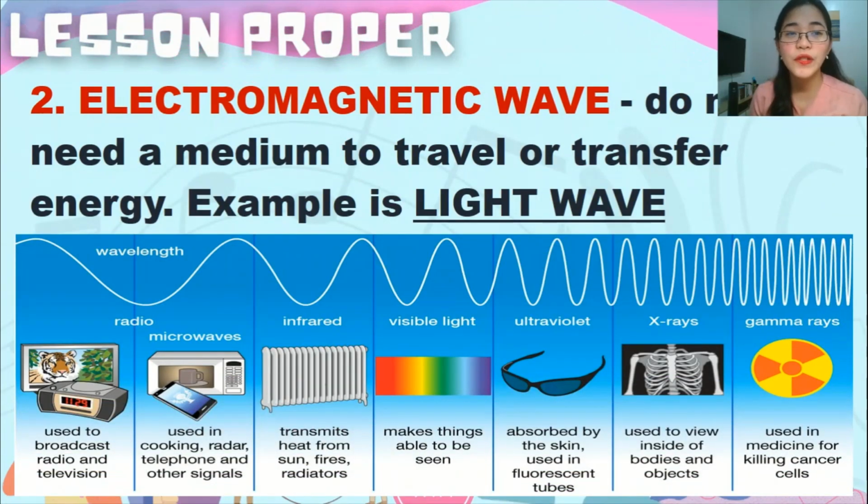Now, let's focus on electromagnetic wave. So when we say electromagnetic wave, we do not need a medium to travel or transfer energy. What is an example of electromagnetic wave? Light. Now, as you can see here, we have what we call the electromagnetic spectrum, from the radio wave onto the gamma rays.